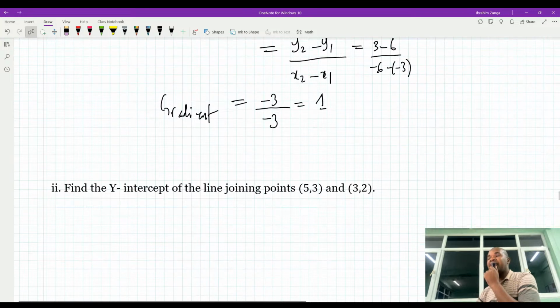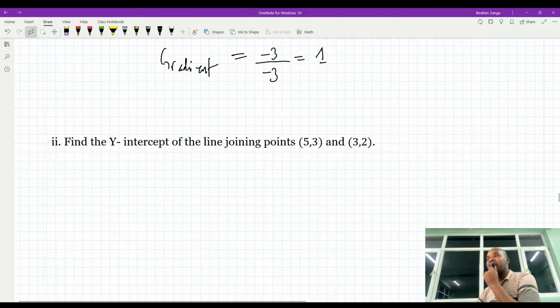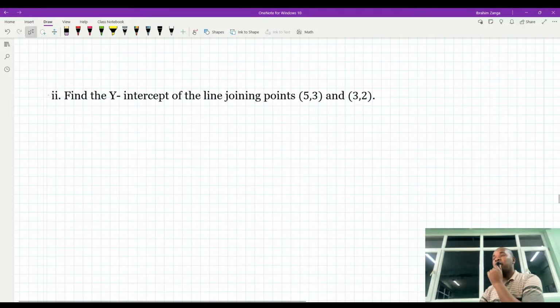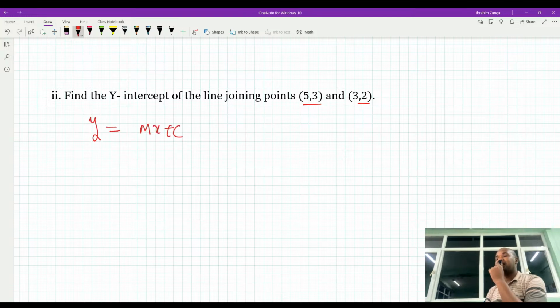We go to 6A Roman 2. Find the y-intercept of the line joining points (5, 3) and (3, 2). So for you to be able to find the y-intercept, first of all, you have to find the equation of the line joining these points here. And then you're going to use this equation y equals to mx plus c to compare so that you're going to get the value of c.